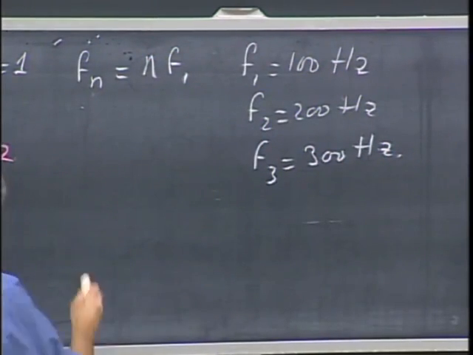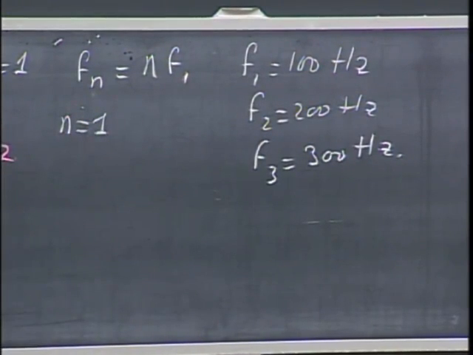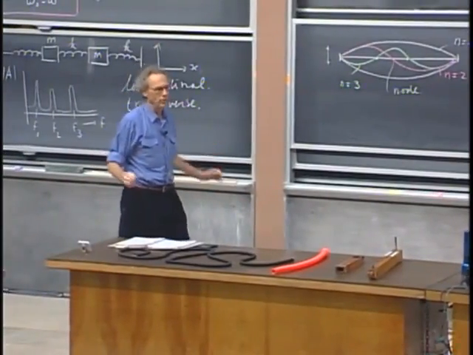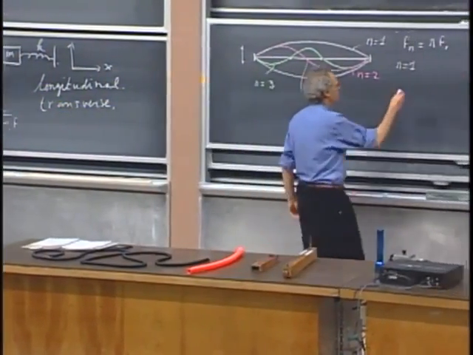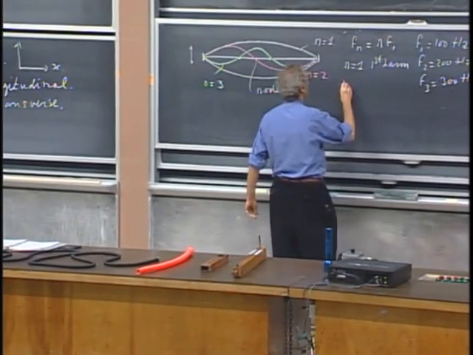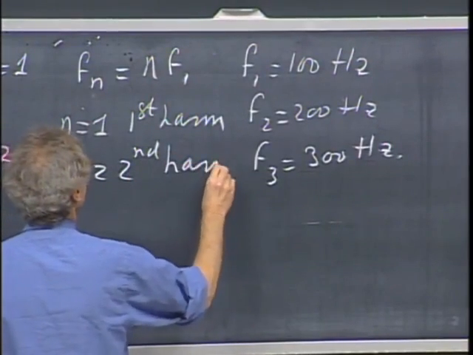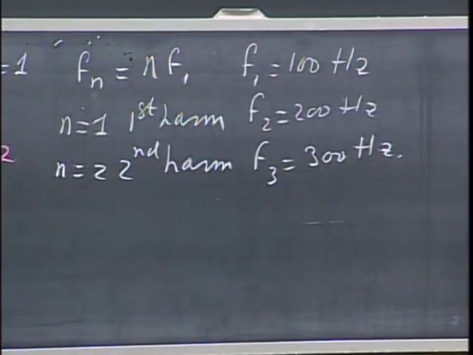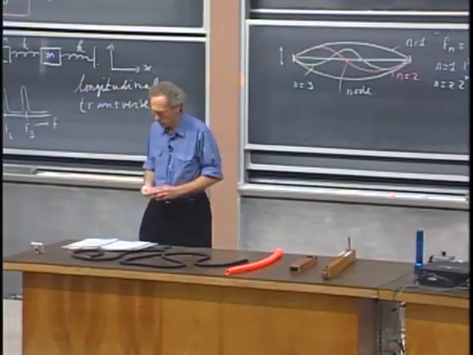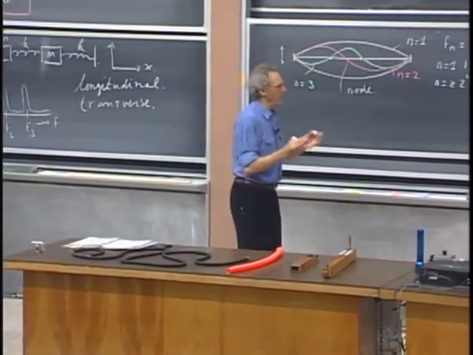We call n equals 1 the first harmonic. Some books also call it the fundamental. I will call it the first harmonic. And we call n equals 2 the second harmonic. And so on. N equals 3 is the third harmonic. So we're going to get a series of discrete frequencies which are equally spaced.